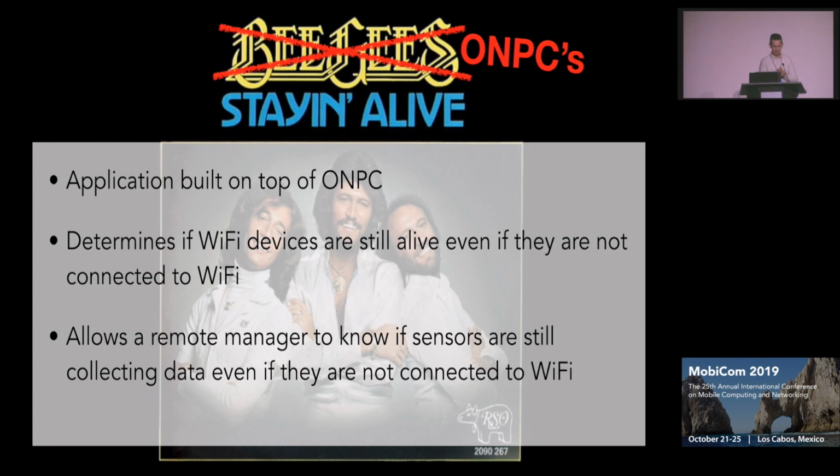And so how Staying Alive works is that when it detects that it's no longer connected to Wi-Fi, it starts transmitting in ONPC mode and sends out a keep alive message. This allows a remote manager, like us in this case, looking at that dashboard to say, I know the sensor is disconnected, but I know it's still alive. Hasn't been powered off, and so I can just wait until it reconnects to Wi-Fi. So now the remote manager has more information at their disposal.